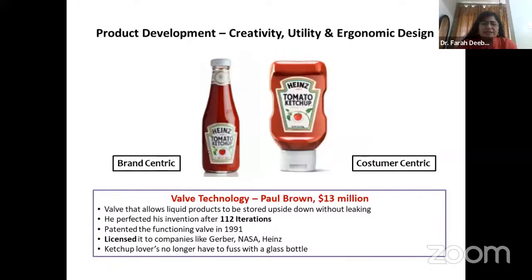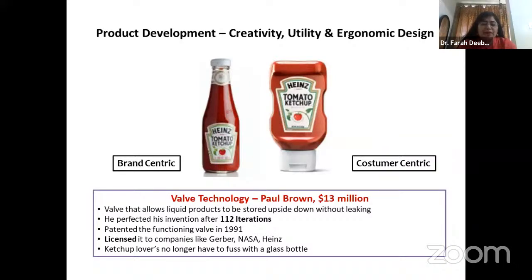So yesterday I gave an example. Here is another good example about product development. You need creativity. There should be a utility for the thing that you have created, and it should be ergonomically designed. Why? Because nowadays we want more customer-friendly things. So this is a very simple technology. Whenever you put a tomato ketchup in a glass bottle, there's always something left at the bottom, and people have to struggle with that.